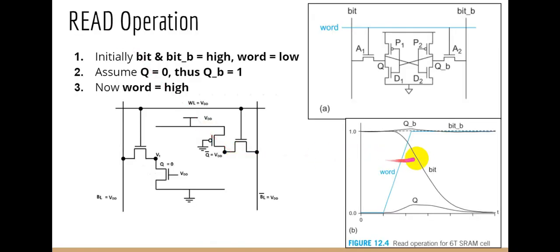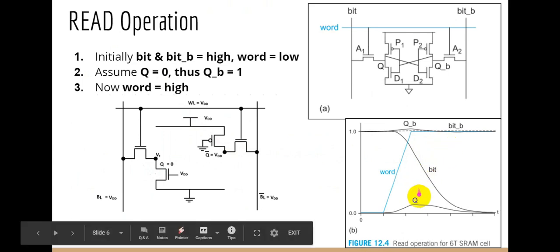Okay, you can see the waveform here. The waveform for the read operation is shown here. So 0 is read onto the bit. You can observe that Q momentarily rises but does not glitch badly enough to flip the cell.